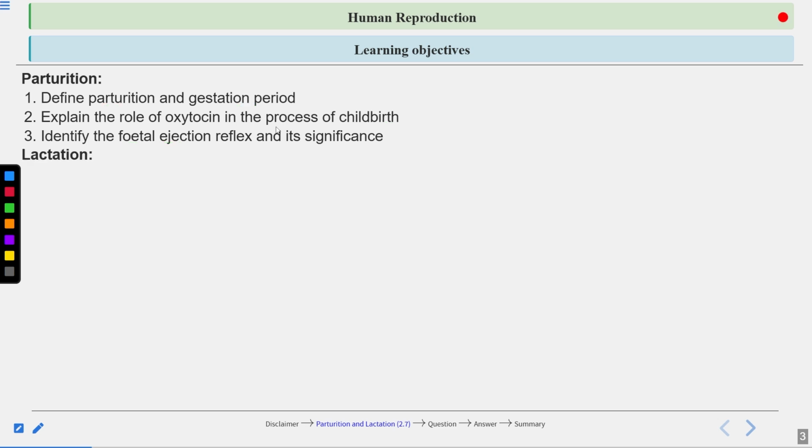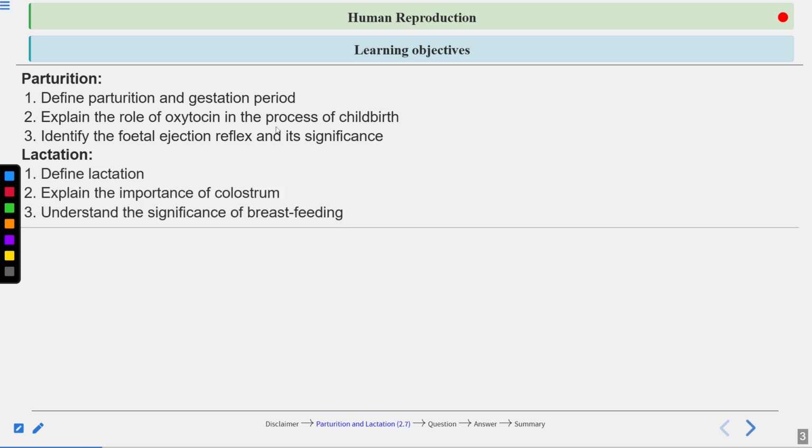We'll also talk about lactation. First we will understand what lactation is. Then we will talk about the importance of colostrum. Colostrum is the milk produced by the mammary gland. What is the importance of colostrum, or of breastfeeding? We will study this, and also why doctors recommend breastfeeding to the newborn and what its advantages are.